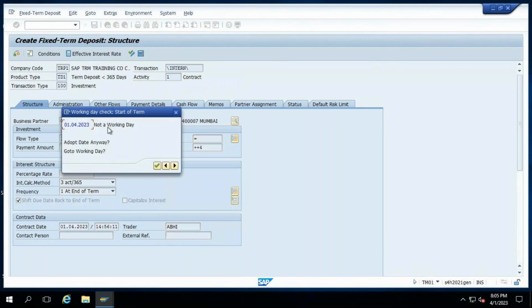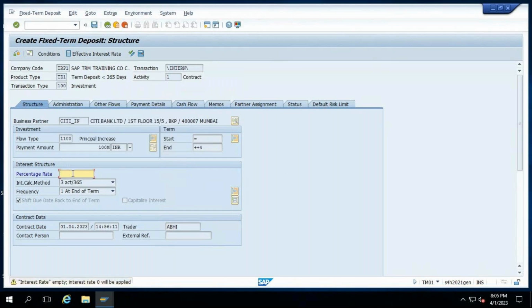Now you see it will tell you that the 4th of April is not a working day, because the calendar is linked here. Now what is the rate of interest percentage? Let's say I said 4.7%, right?